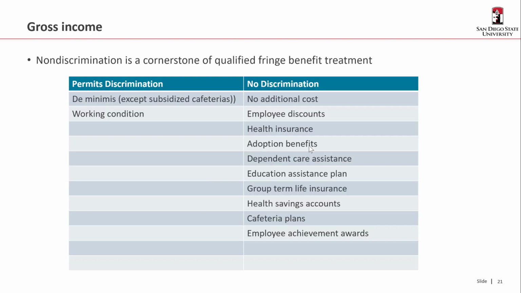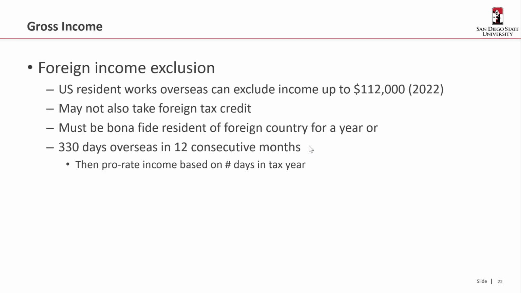Okay, so as I mentioned before when it came to parking, non-discrimination is a cornerstone of receiving qualified fringe benefit treatment. And so you can see there aren't many that actually allow discrimination. The vast majority of fringe benefits require that you do not discriminate for high income employees.